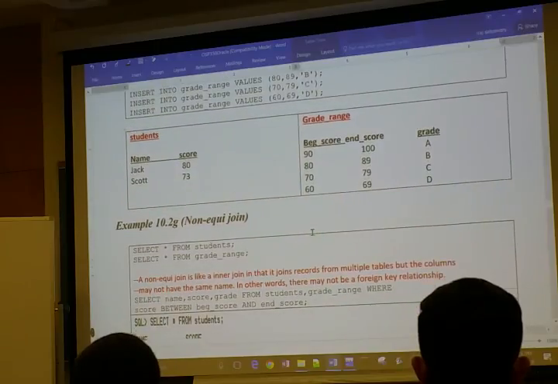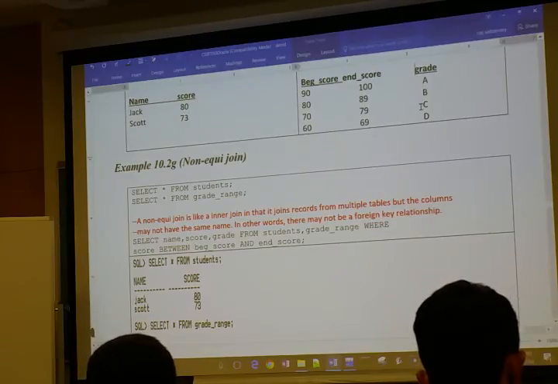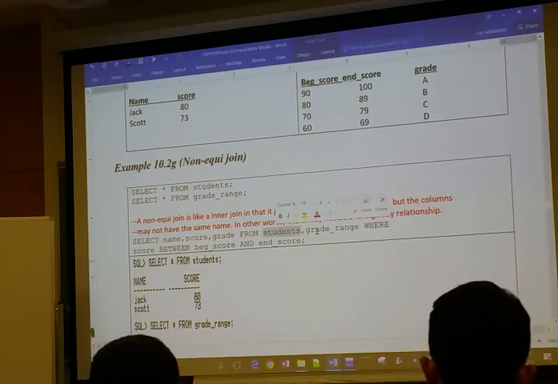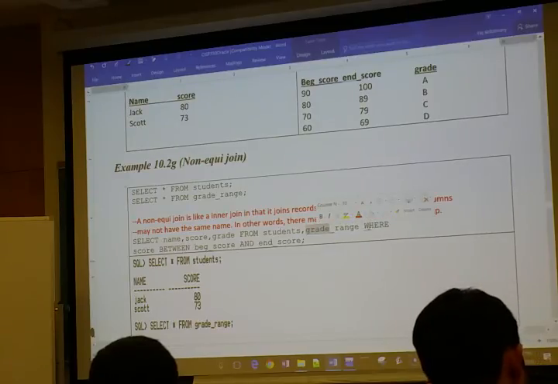So we'd like to display the following: that Jack, who has an 80, is getting a B, and Scott, who's got a 73, is getting a C. We'd like to get information from both of these tables. So in this scenario, once again, we identify the students and the grades table, so there are the two tables. And then we have the where.